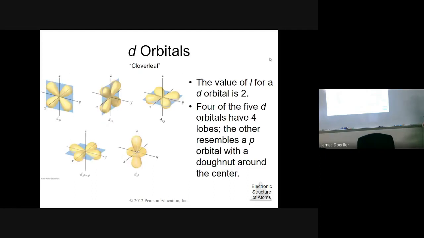Next, you have the d orbital. This looks kind of like a cloverleaf. Okay, again, the value for L where d orbital is 2, meaning that there are going to be 5 d orbitals. Again, it's all based upon how many M sub L values you have. Now, 4 of the 5 d orbitals have 4 lobes. So here, here, here, and here. That 5th one's a weirdo. Okay, it looks like a combination of a p orbital with a donut around the center. That's really the best way to describe it.